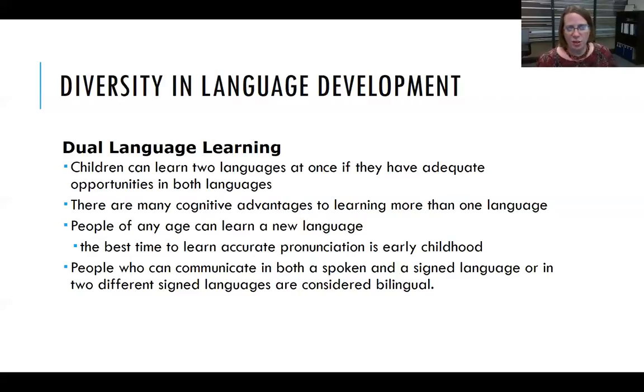While people at any age can learn a new language, the best time to learn accurate pronunciation is in early childhood. Like I said, if you haven't heard certain sounds by a certain point, it becomes really difficult for you to say them. People who can communicate in both a spoken and a signed language, or in two different signed languages, are considered bilingual, right? So we have this tendency to leave out sign as a language, but it is in fact its own language.